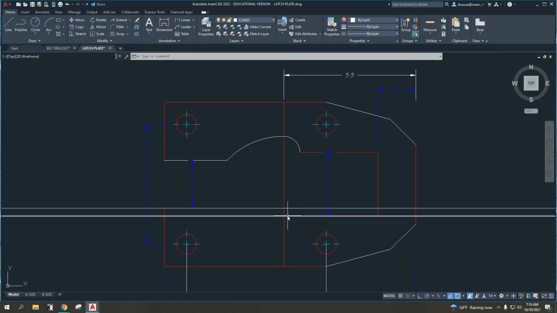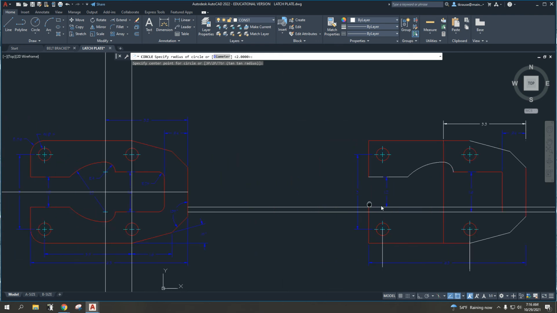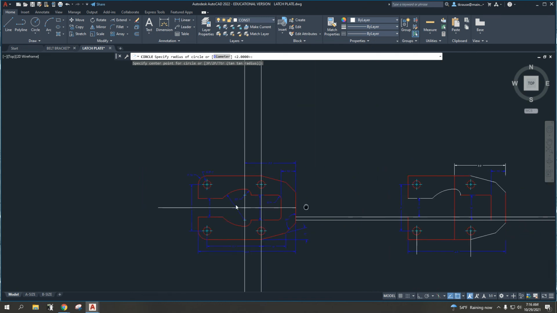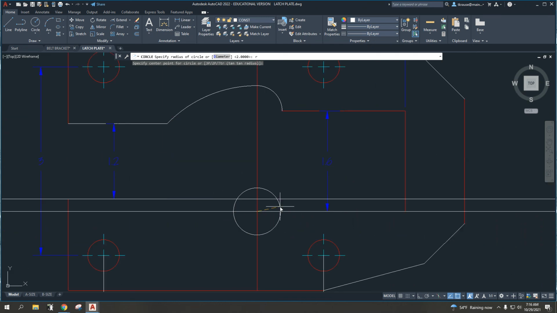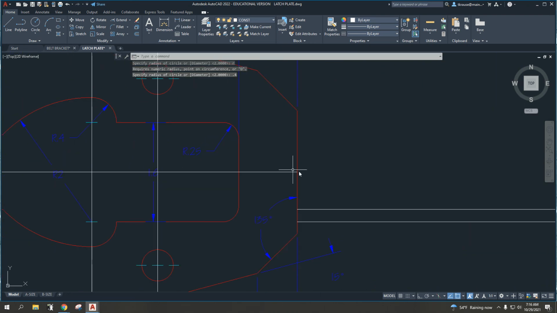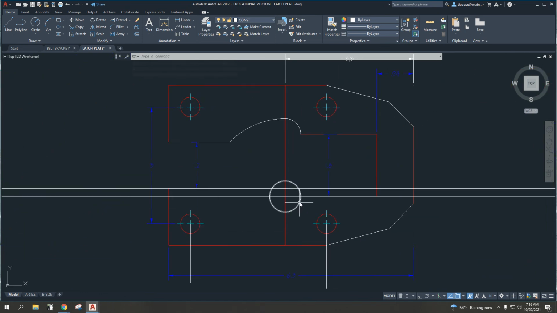So this intersection point right here is the one I'm concerned with. All right, so I'm going to get a circle, and I'm going to start at center right there. And for this particular circle, the small circle, my radius is 4. So I'm going to come down here and type R, enter, just to make sure it's in a radius, and type in 0.4. Double check that. Yeah, that's a 0.4, okay? And that gave me the small circle, which is going to give me this partial arc.